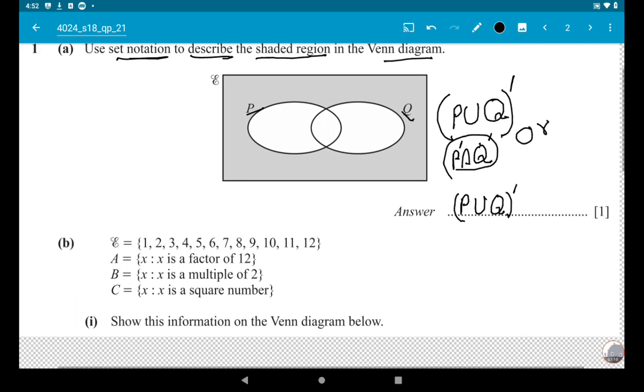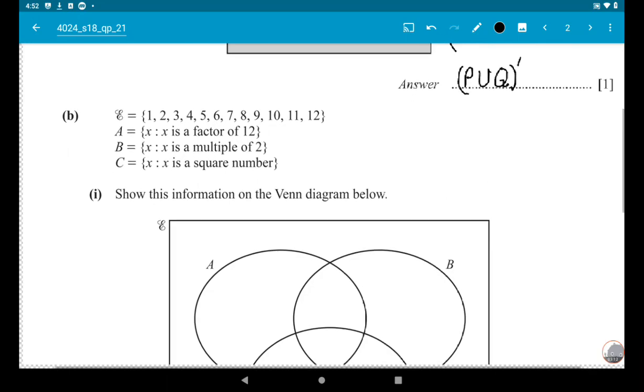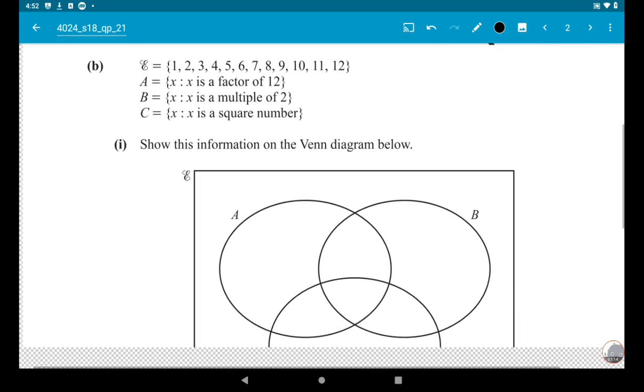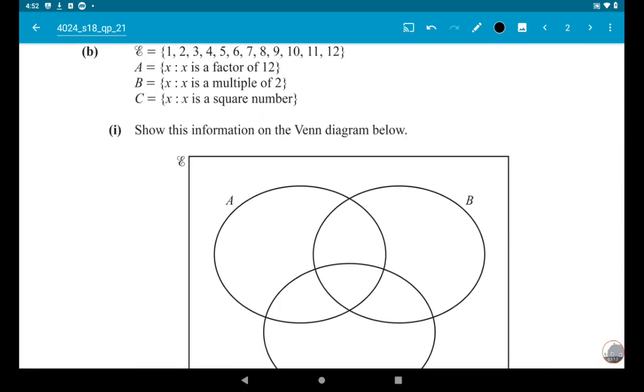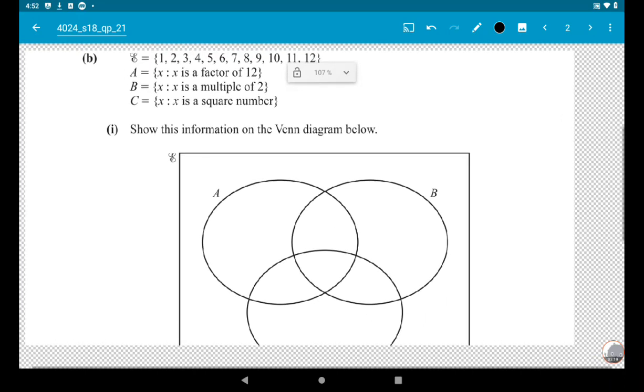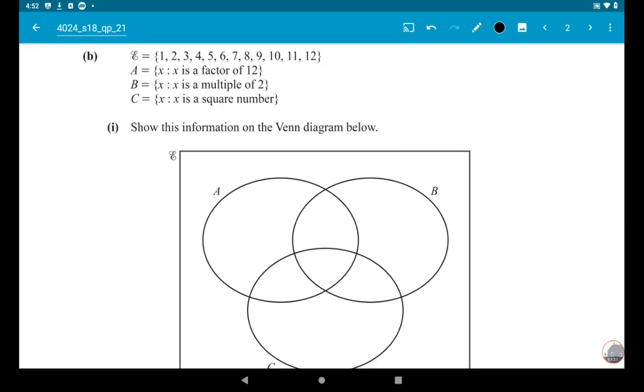So now we solve the next part, B. Okay, so this is the universal set, written in mathematical language. Okay, so this is the English language: x such that x is a factor of 12.